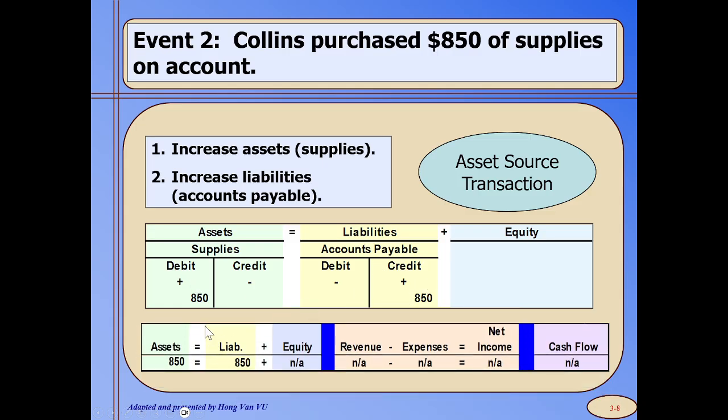And here is the illustration of this transaction on the financial statement model. So the first part is the balance sheet. So we have asset equals liability plus owner's equity. So total assets increase 850, liability increase 850. There's no effect on the income statement, so on the net income, and also no effect on the cash flow statement.